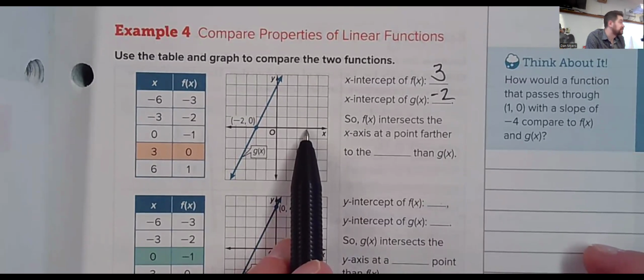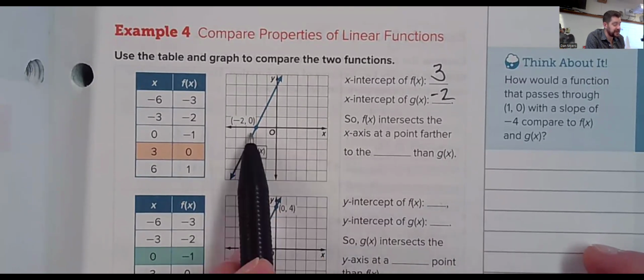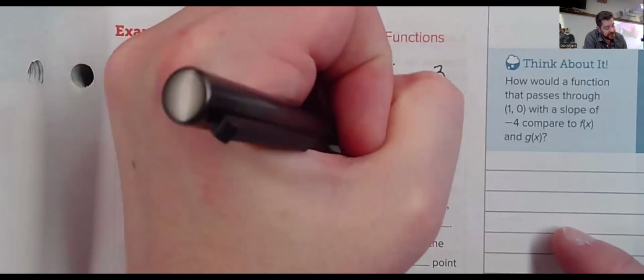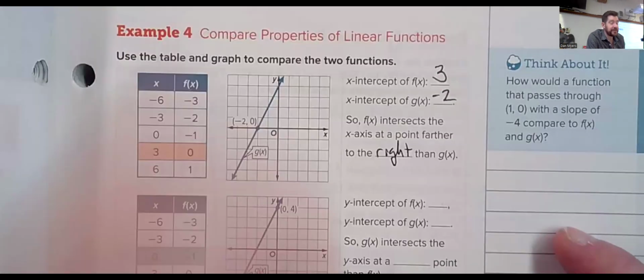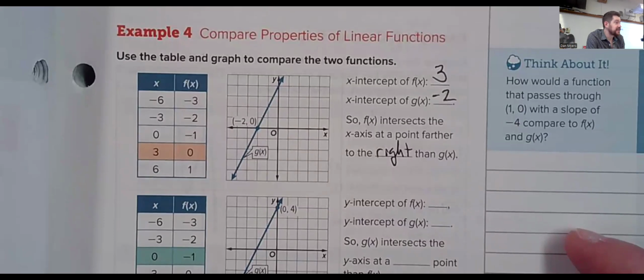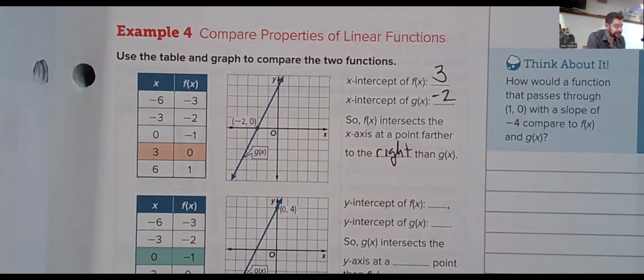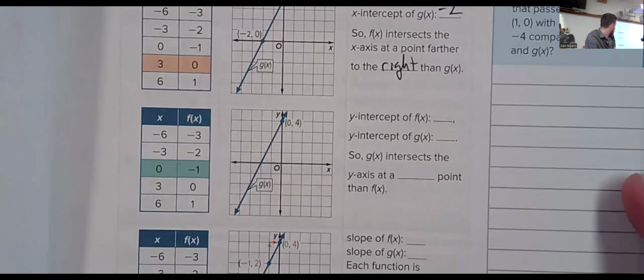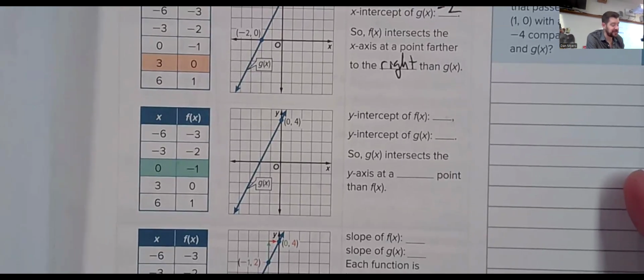Farther in which direction? This one crosses farther in which direction than this one? To the right, yeah, farther to the right than g of x. We could flip that around and say g of x crosses the x-axis farther to the left than f of x. In terms of the y-intercepts, again, it's kind of handy. They've highlighted it for us on the table of values.